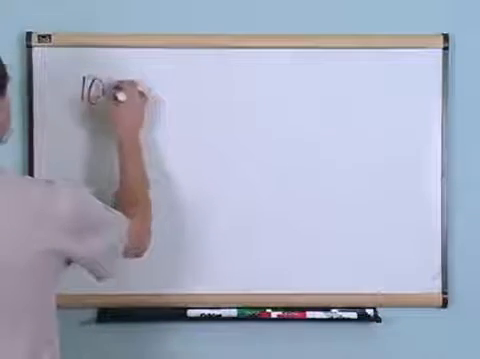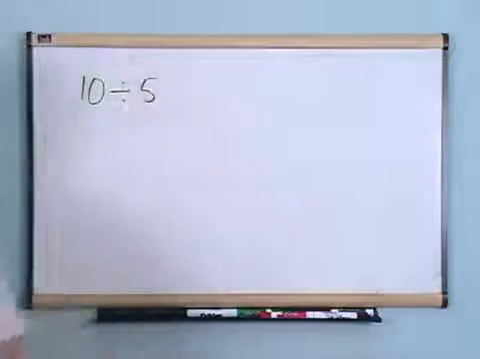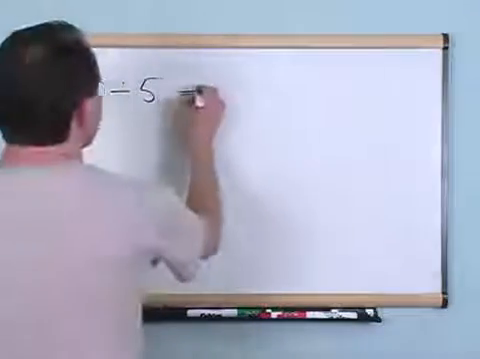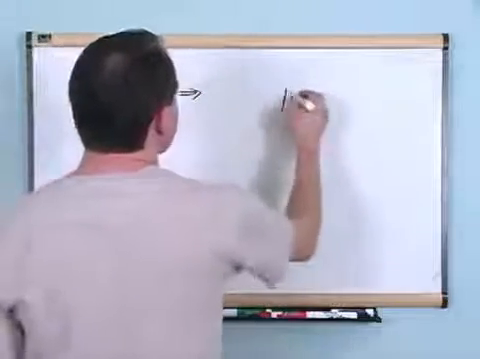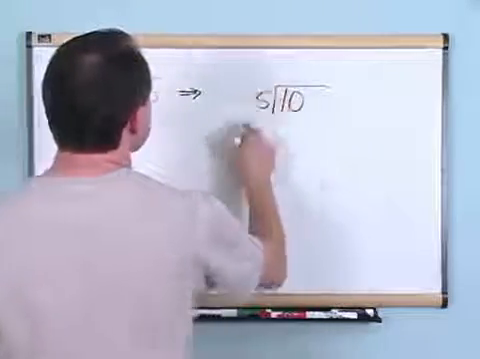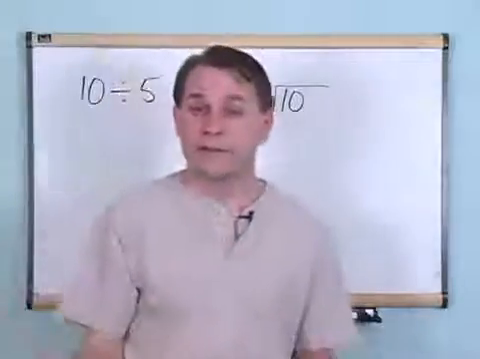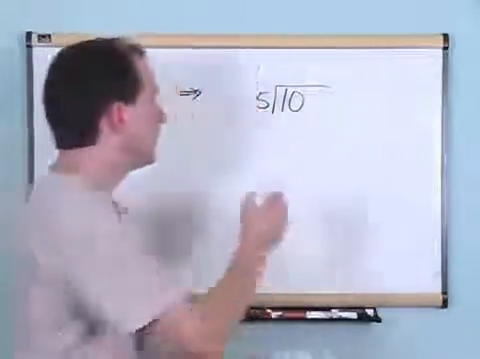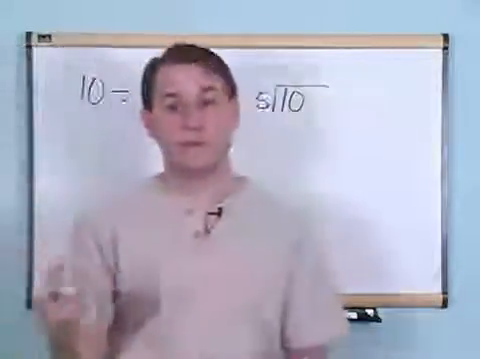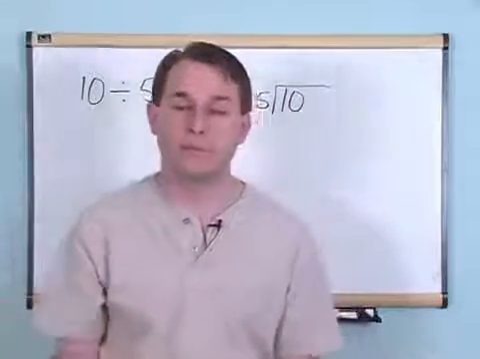10 divided by 5. Okay, what would that be? First thing you do is rewrite the problem. You put 10 underneath the house and 5 on the outside because you're dividing by 5. Okay? Question is, 5 times what number will give you 10?